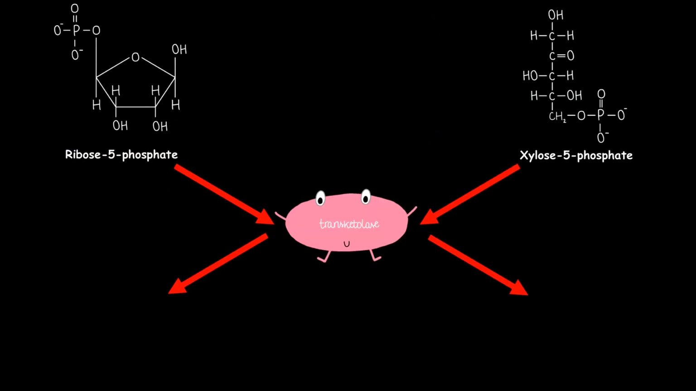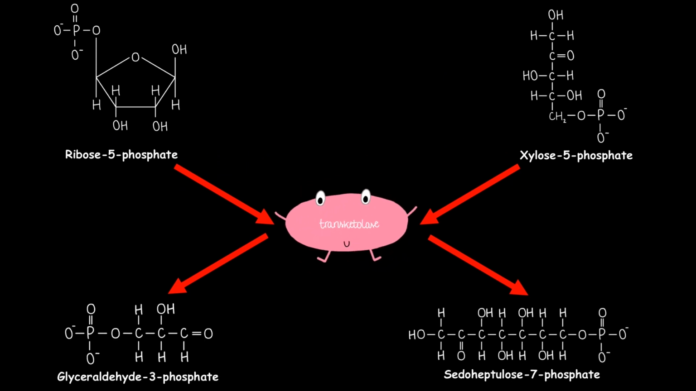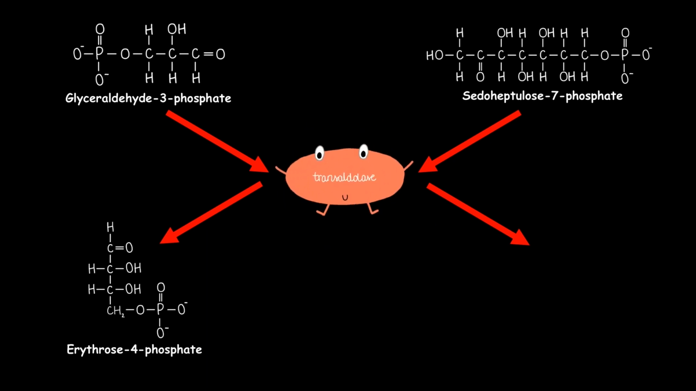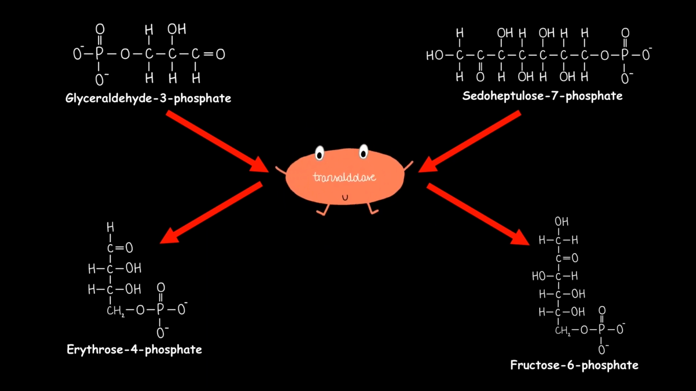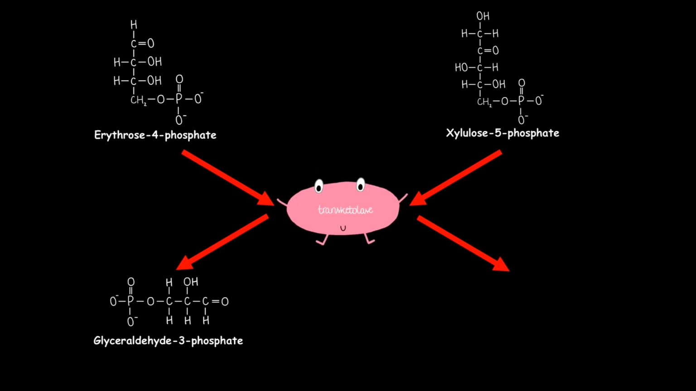The first reaction uses the enzyme transketolase to convert ribose 5-phosphate to glyceraldehyde 3-phosphate, and the second reaction uses transketolase to convert the xylulose 5-phosphate into sedoheptulose 7-phosphate. The glyceraldehyde 3-phosphate is further catalyzed by the enzyme transaldolase to form erythrose 4-phosphate. Then, sedoheptulose 7-phosphate is also catalyzed by this enzyme to form fructose 6-phosphate. Erythrose 4-phosphate is further catalyzed by the enzyme transketolase to form glyceraldehyde 3-phosphate, and xylulose 5-phosphate is catalyzed to form fructose 6-phosphate.